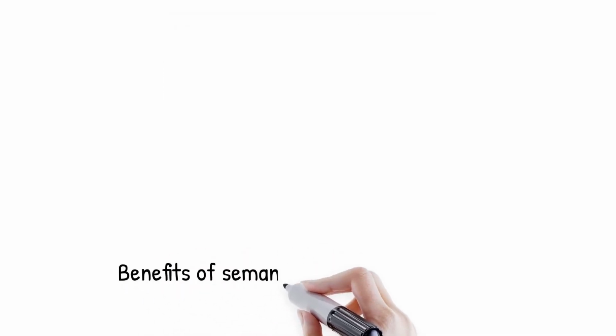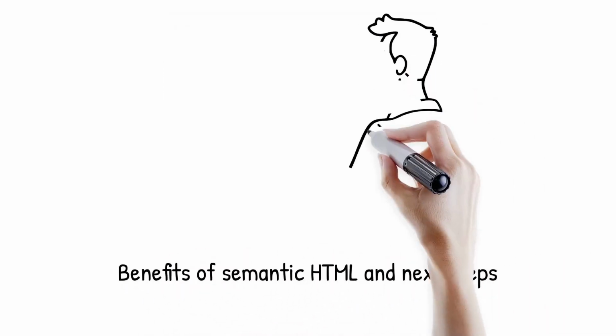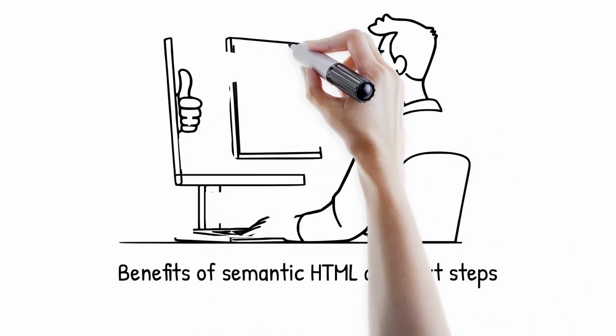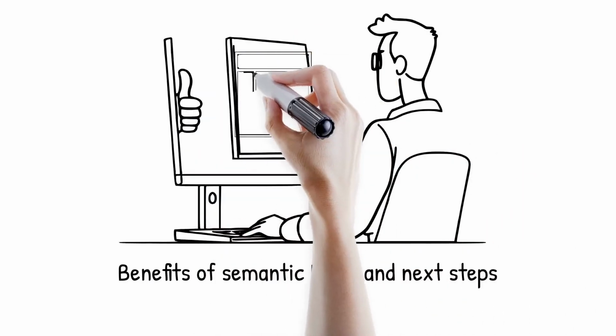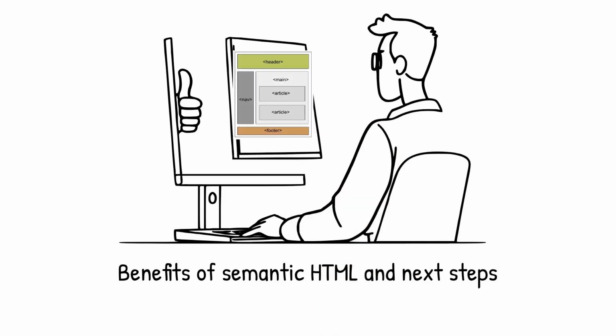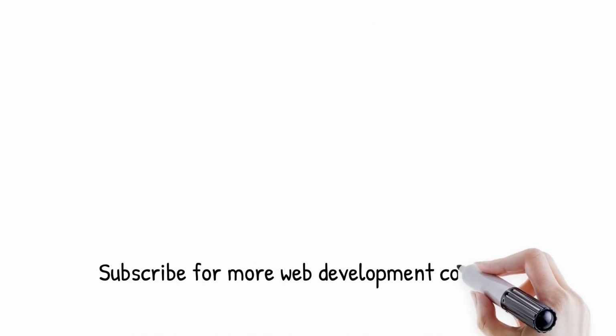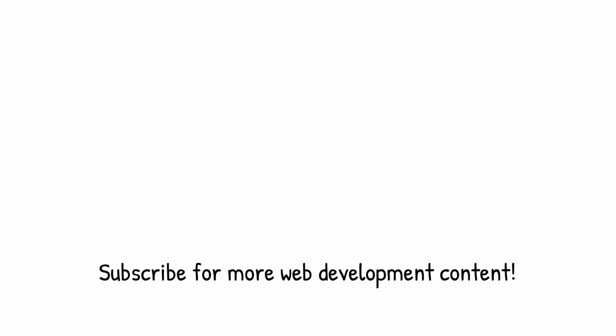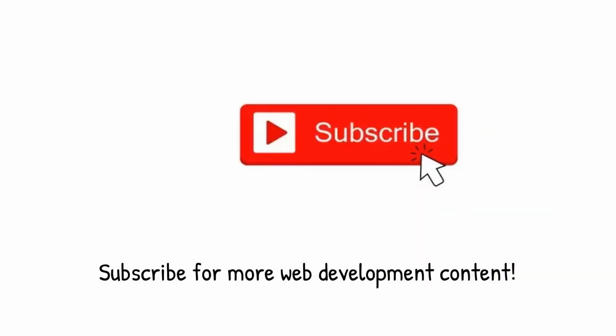And that's semantic HTML. If you start using semantic tags today, your code becomes easier to read, easier to maintain, more accessible, and cleaner overall. If you want, I can also make a follow-up video showing semantic HTML in a real project, like turning a messy div layout into a perfect structure.